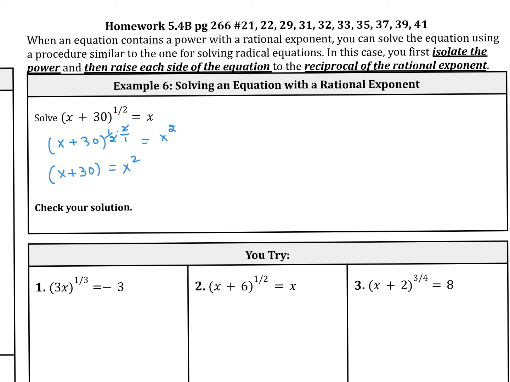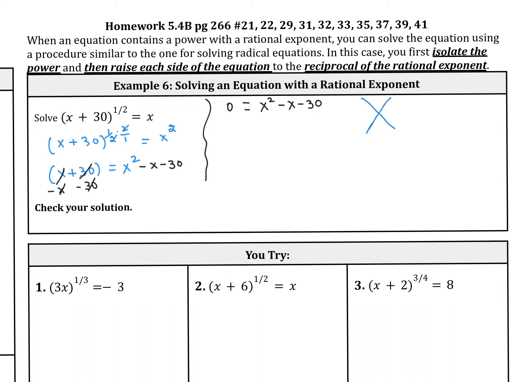Now we are going to make this as one equation. So we're going to subtract x and 30 on both sides. This will cancel and it will become 0 on one side. And on the other side, you will get a quadratic equation. We can solve the quadratic equation easily by using factoring.